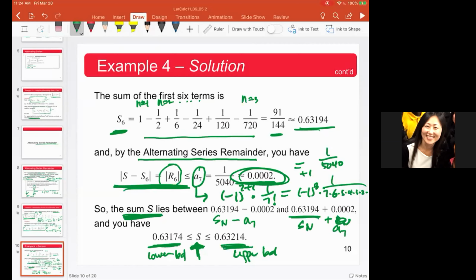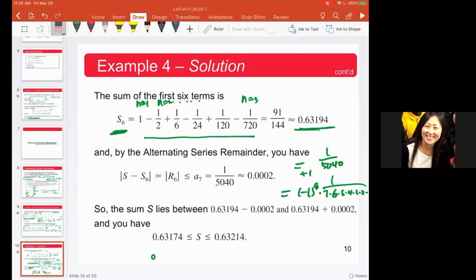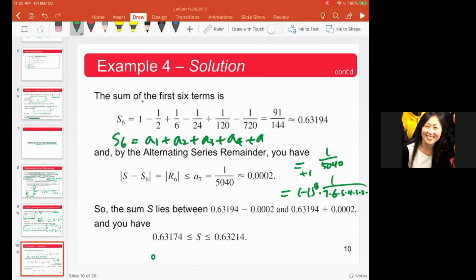Dr. Harris, yes? I understand how you got the second part, when you did the remainder part to find the 1 over 5,040, but I don't understand the top part, like the S of 6. Where did that come from? S of 6 means A1 plus A2 plus A3 plus A4 plus A5 plus A6. That's what that means.